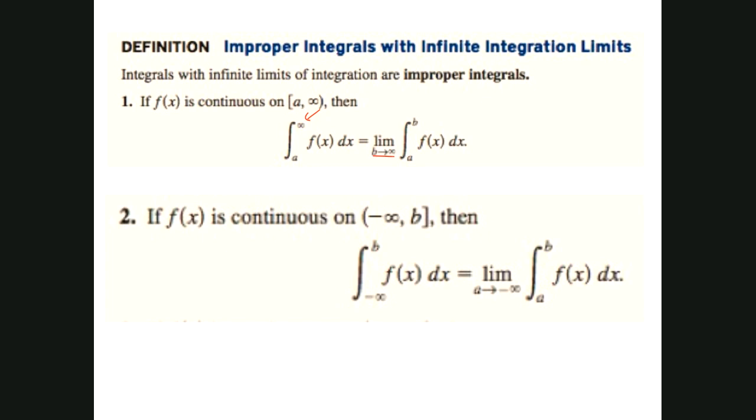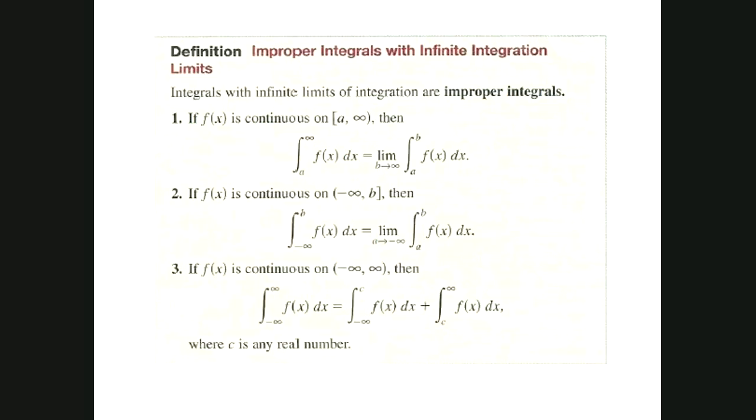So let's take a look at an example. Here are all the improper integrals. If you have, like, 3 to infinity, we're just going to do the limit as b approaches infinity of the integral from a to b. If we have negative infinity to b, then we just have the limit as a goes to negative infinity from a to b. And if it's continuous from negative infinity to infinity, then we break it into two separate problems. We go from negative infinity to c, and then c to infinity, and we just add those together.